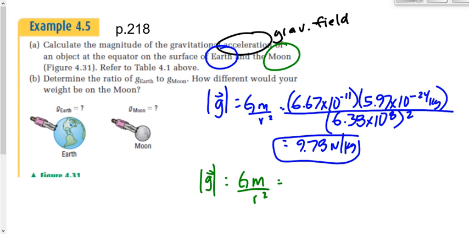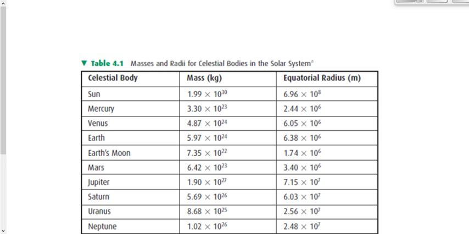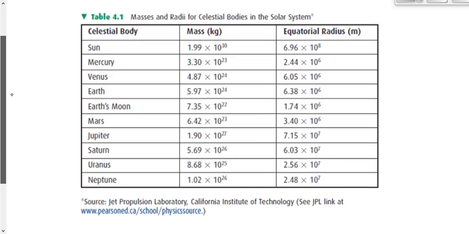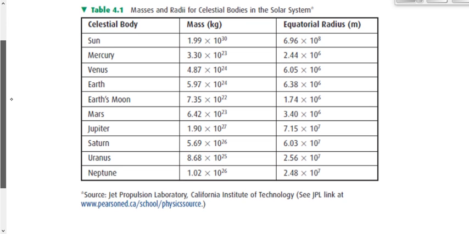Less. Quite a bit less, right? Gravity we know is less on the moon. 6.67 times 10 to the minus 11. Bree, why do you think it's going to be less? Yeah, it weighs less, right?